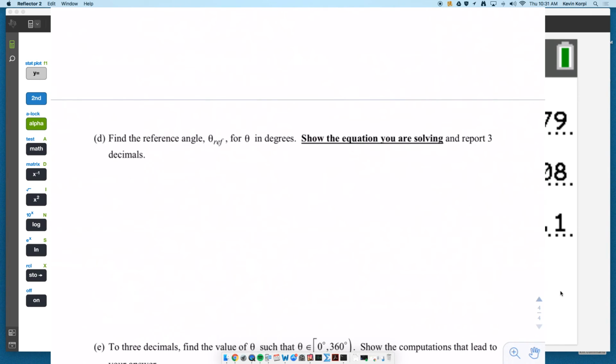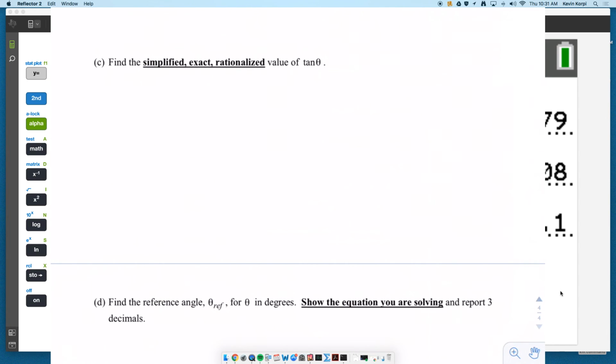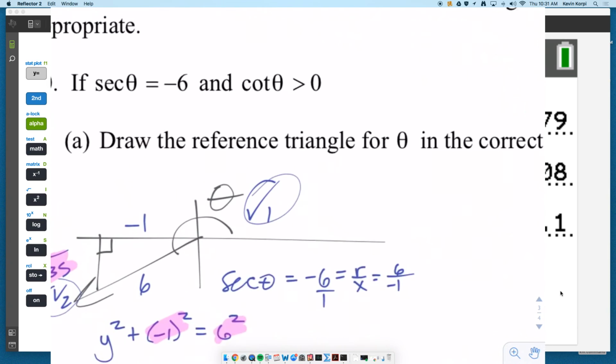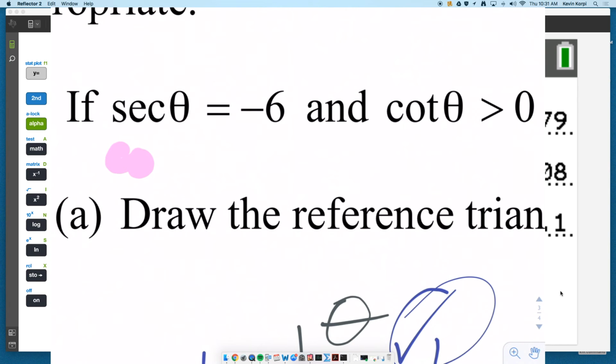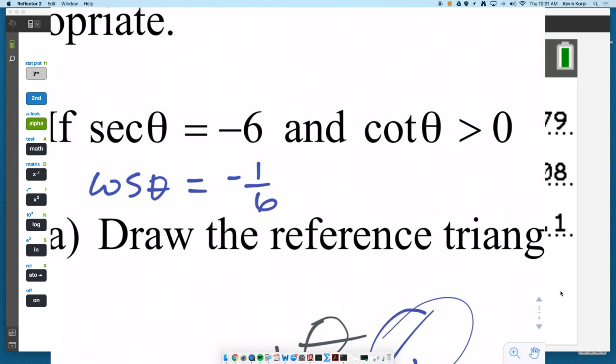All right, part D. Find the reference angle. Show the equation you're solving. You can solve any one of these following equations. The safest one is to use cosine. If secant of theta is negative 6, then cosine is negative 1/6 because that was given. So you could have had theta equals inverse cosine of negative 1/6.